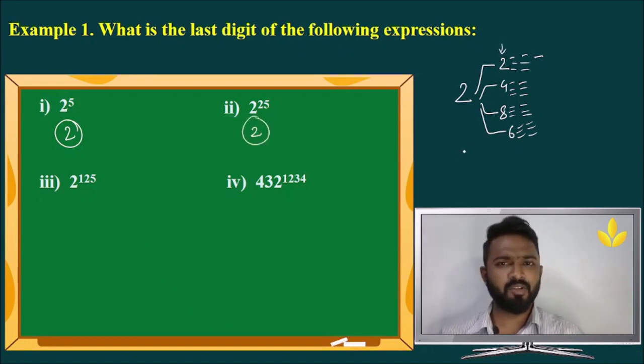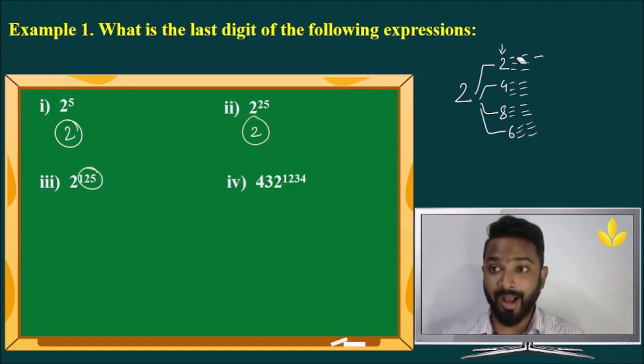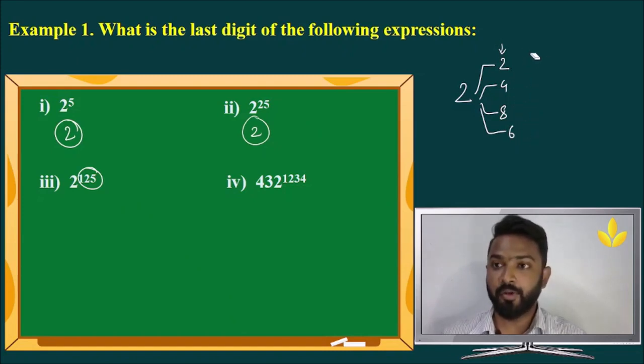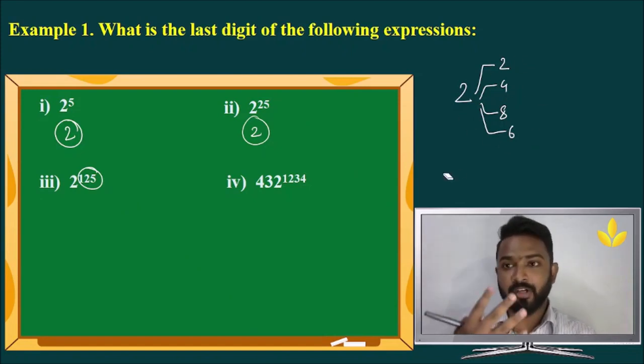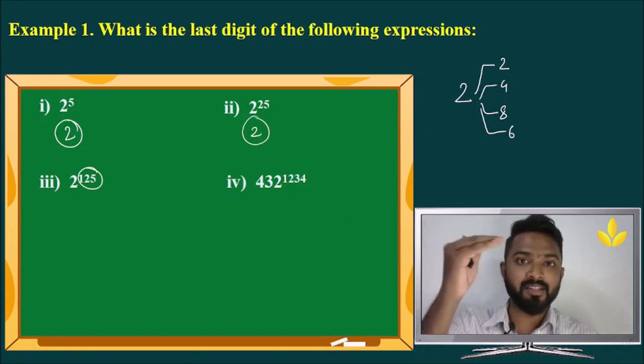But obviously this is not a very nice way to do it, because what if you have 125 in the power? Then what to do? Would you actually count till 125? Absolutely not. Then what do we do? This 2's power cycle has 4 terms. That means it is mod 4. That means after every 4 terms, the cycle repeats itself.